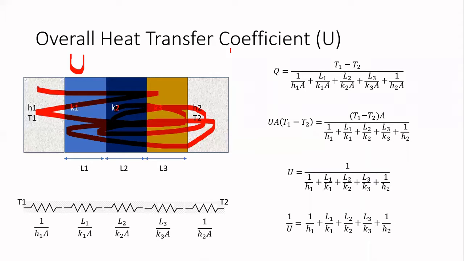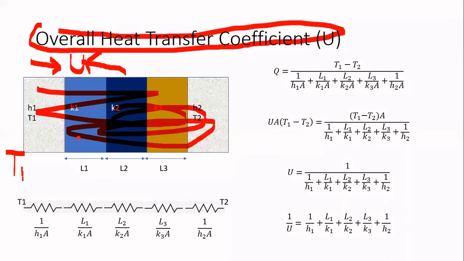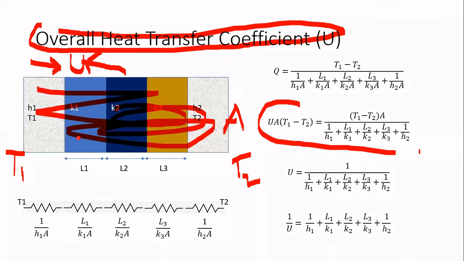Now, the assumption which we are making is that we have a single gas, and whatever is the heat transfer coefficient for that particular gas, that will be called the overall heat transfer coefficient. This heat transfer coefficient should be such that for the same temperature difference, T1 and T2, and for the same area, the rate of heat transfer must be equal. Then this U value will be called the overall heat transfer coefficient.